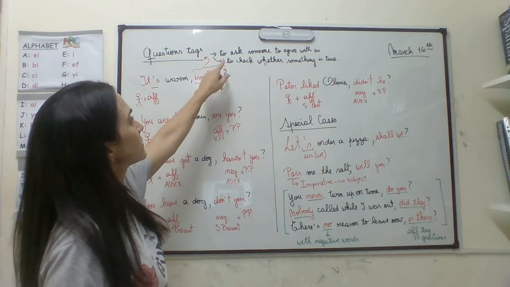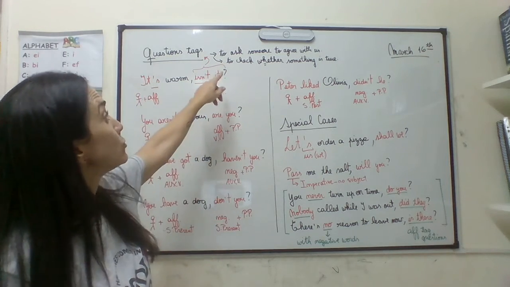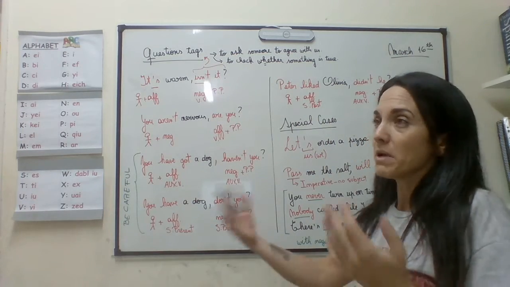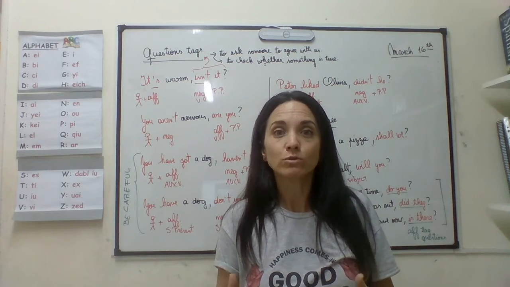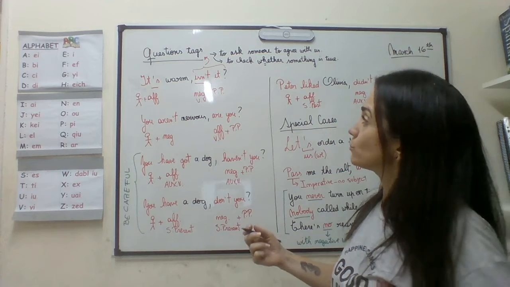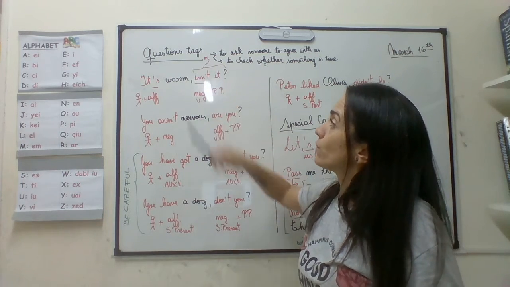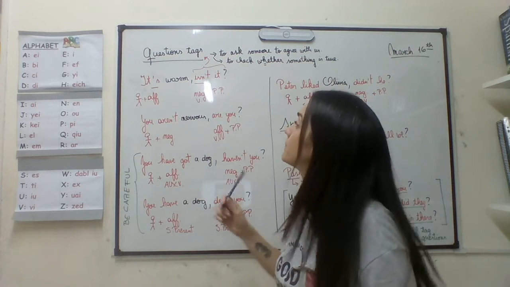We use question tags to ask someone to agree with us or to check whether something is true. So maybe you say, it's warm, and that's it. But if you want to check if the other person agrees with you, you would say, it's warm, isn't it? So this is a part of the question tag. We have seen this before, so maybe you remember it.